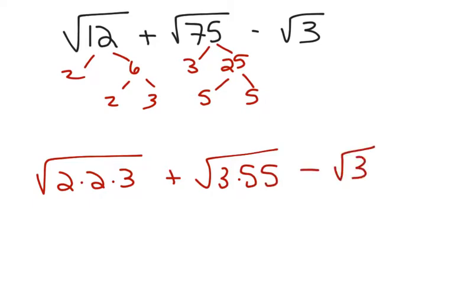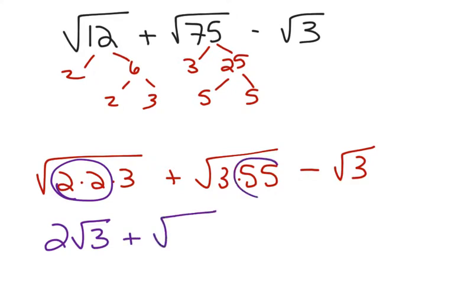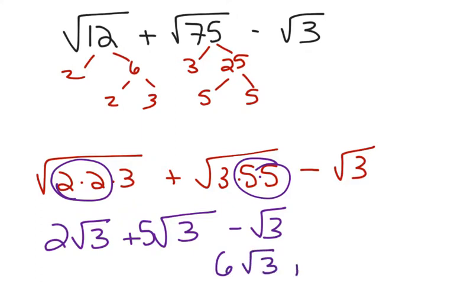And then again, I can't do anything to 3 under the square root because it's already prime. Then I would look for pairs of the same number. I have one pair of 2's that I can take out, and I have one pair of 5's that I can take out. And I end up in the same place I was in the last part of the problem. So the answer is still 6 the square root of 3.